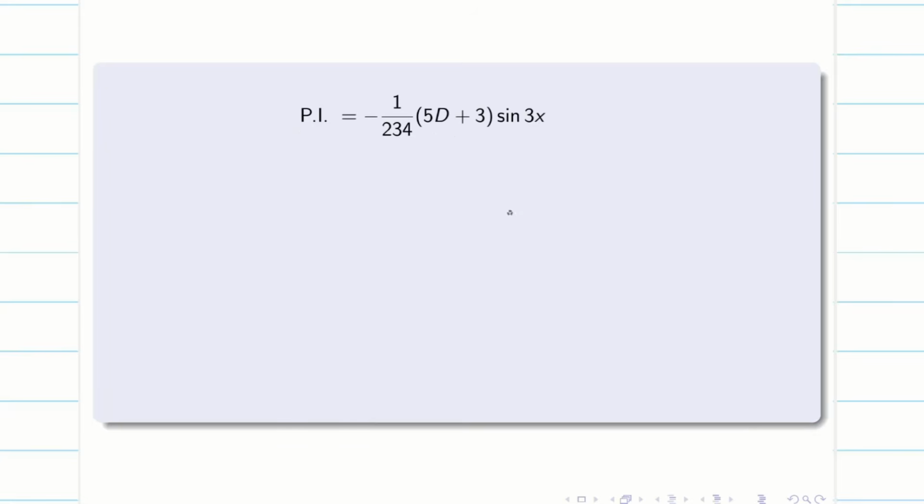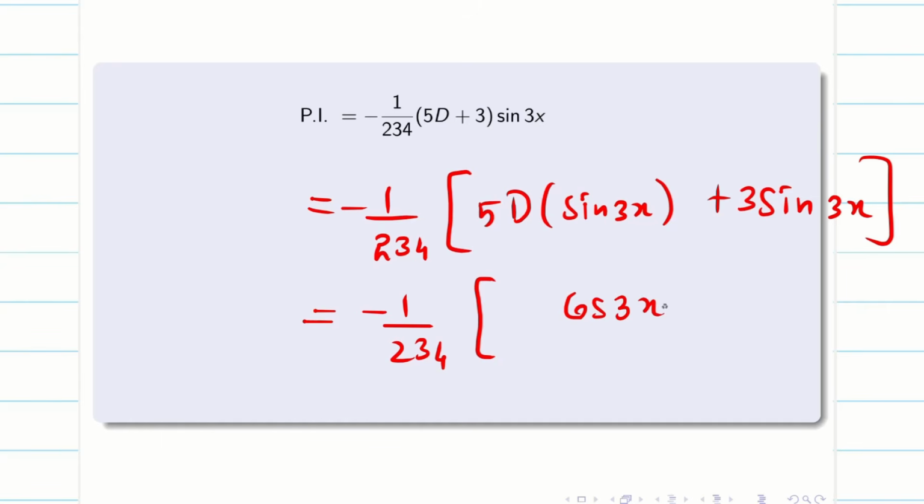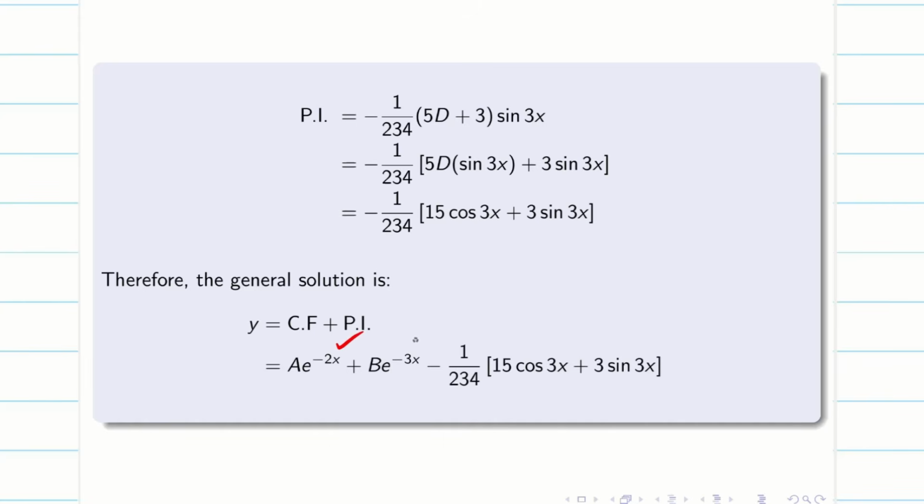Now I am going to write the denominator minus 234. 5d plus 3 is nothing but 1 by minus 234, 5 into differentiation of sin 3x plus 3 sin 3x. Differentiation of sin 3x is going to be 3 cos 3x. Already we have 5. So 5 into 3, 15 cos 3x plus 3 sin 3x. This is going to be my answer for pi. Therefore, the general solution is CF plus pi, a e power minus 2x plus b e power minus 3x, and I can write the pi here. Hope you get the idea.